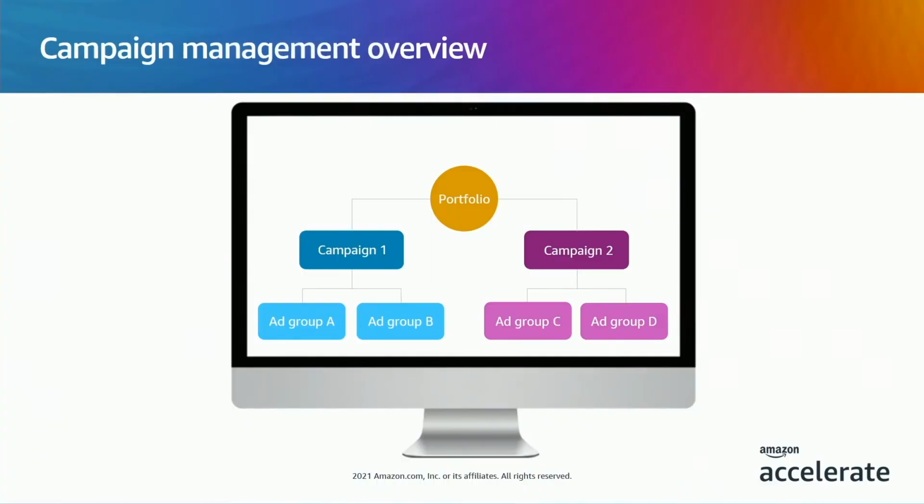Now, let's go ahead and begin with a campaign management overview. On screen right now is the hierarchy of sponsored ads. We'll go into a bit more depth on these elements, but I want to start by looking at them as a whole. As you can see, the top level is portfolios. These can help streamline reporting and organize or simplify your budgets. The next level underneath portfolios is campaigns.